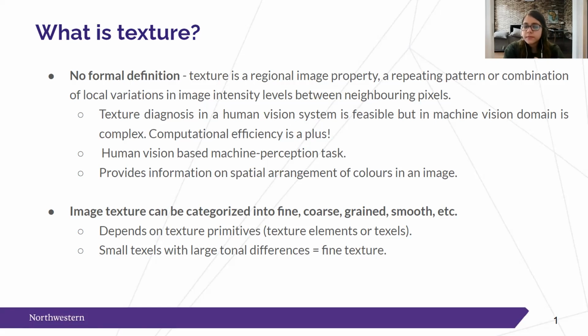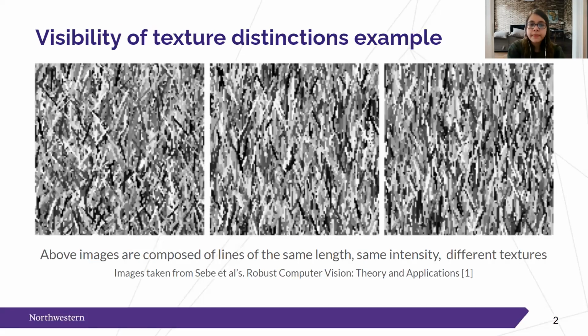And image texture can be categorized into fine texture, coarse texture, grain texture, or smooth. This depends on the texture primitive. So these texels, or texture elements, characterize the image texture properties. In this image, you can see that the above three textures are composed of lines of the same length and same intensities, but they have different textures. So this shows us the visibility of texture distinctions.